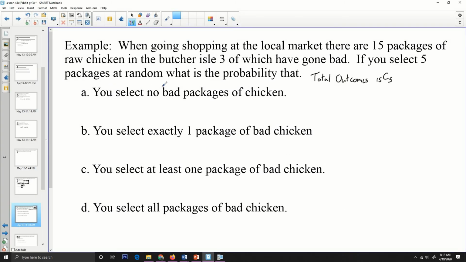So the first one says you're going to select no bad packages of chicken. So the probability of no bad packages, well, if 3 of them have gone bad, that means that 12 are still good. So I'm going to go 12 chosen, oops, let's get that right. I'm going to go 12 chosen 5 at a time over 15 chosen 5 at a time.